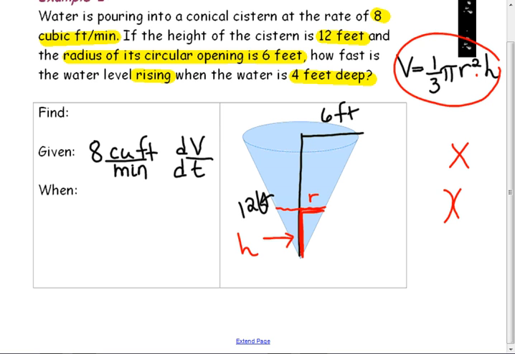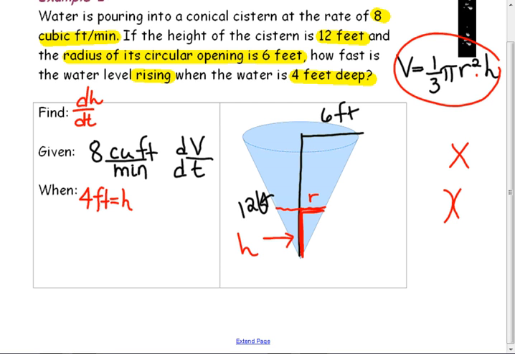So I want to know how fast the water level is rising, so I want to find the change in what? H. They could have asked how fast the radius is changing, but they didn't. They asked how fast the water level is rising when, what's 4 feet?